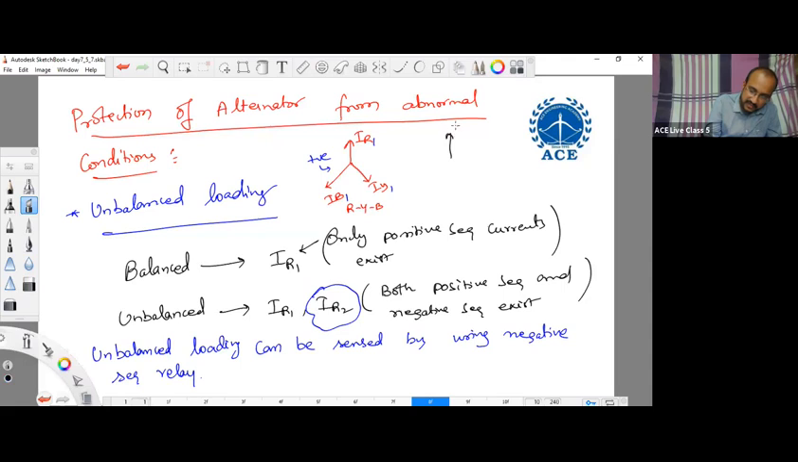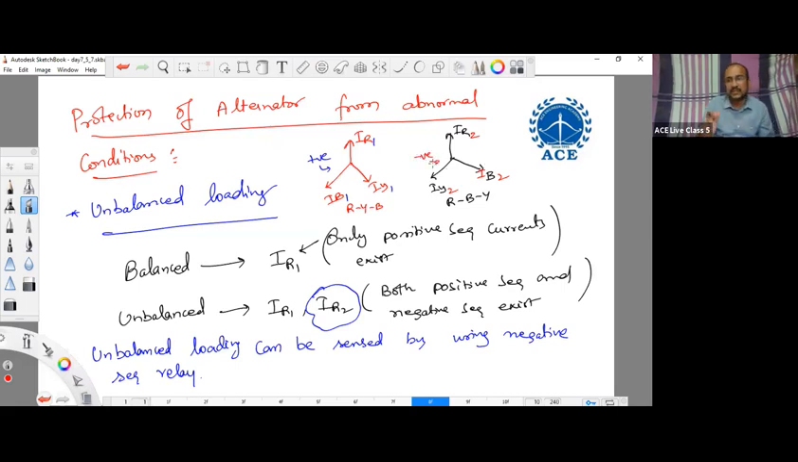Now what do you mean by negative sequence components, sir? Here negative sequence components IR, IY, IB are also equal in magnitude. But if you observe, the phase sequence is reversed: IR2, IY2 and IB2. The phase sequence is reversed, so they are known as negative sequence components.